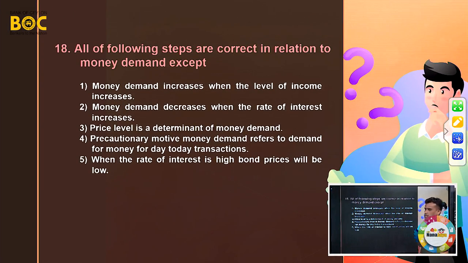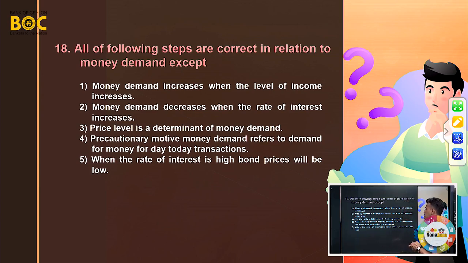Question number 18. All of the following statements are correct in relation to money demand except. We discussed money demand with some structured questions too, so we will directly go to the answers and see. Money demand increases when the level of income increases is correct, because the transaction motive money demand and the precautionary motive money demand are positive functions of the level of income.